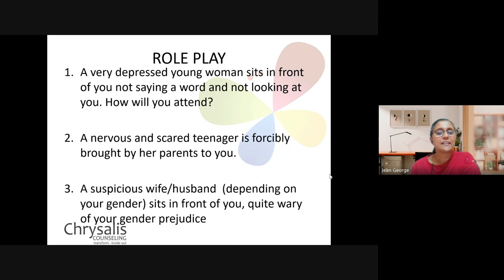So let's look at the second one. A nervous and scared teenager is forcibly brought by her parents to you. Can we have some volunteers? Someone who's a nervous and scared teenager, and we need a counselor as well. You may need to put your videos on so that we can see the nervousness of the teenager.